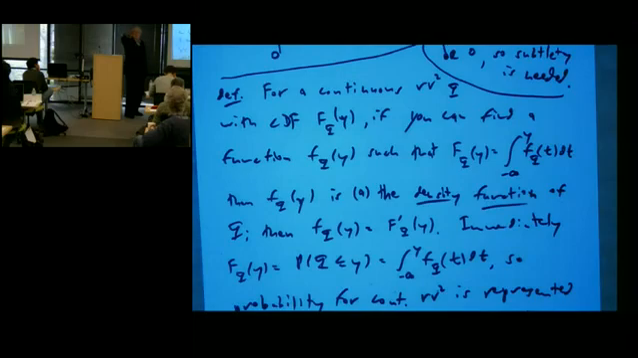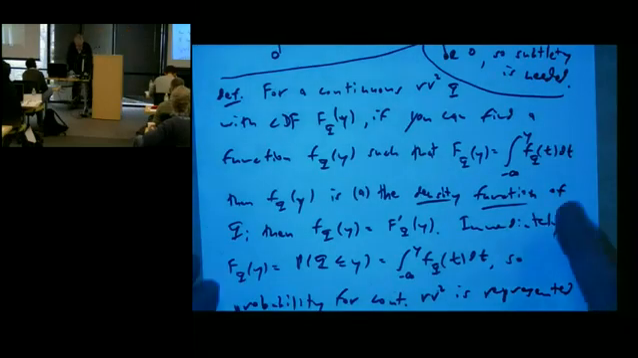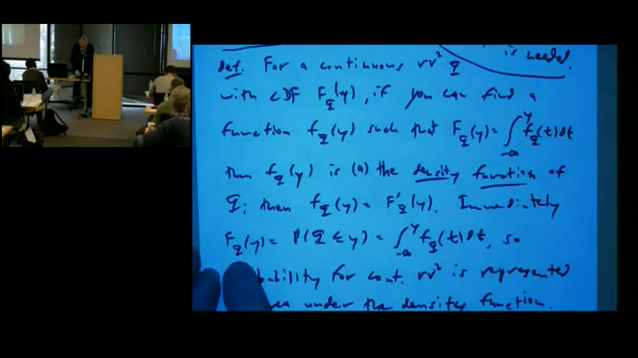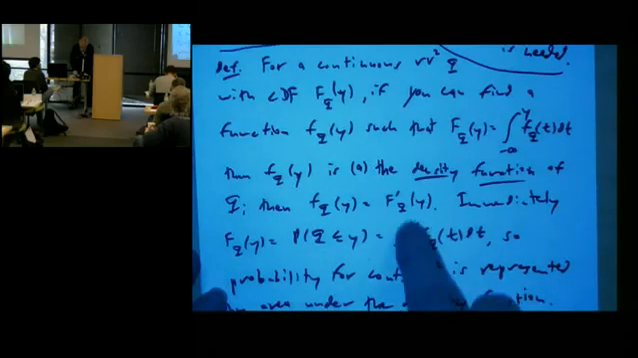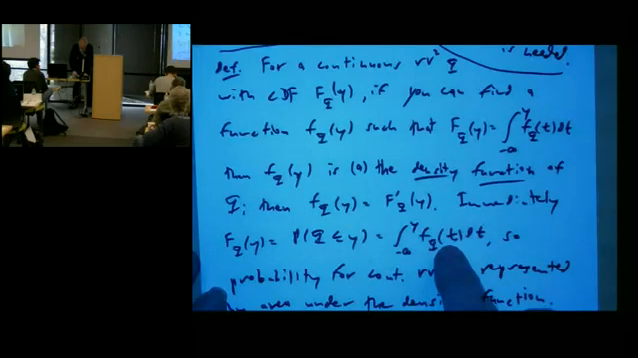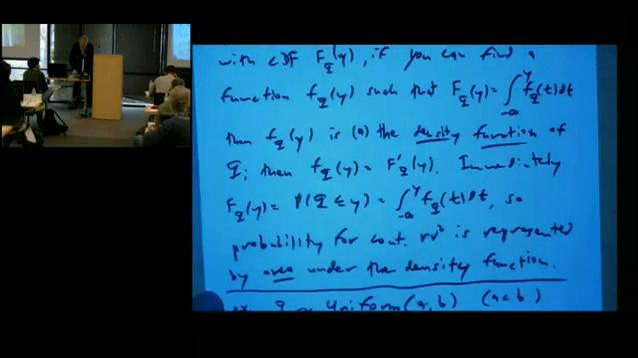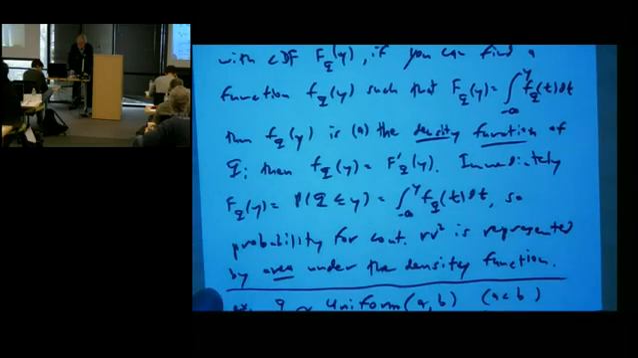But if you took the up and down aspect of the density and started accumulating probability from the left, you would get one of those S-shaped things. That's the CDF. And so immediately, capital F, which represents the probability that big Y is less than or equal to little y, is the area from minus infinity to little y under the density curve. And so probability for continuous random variables is represented by area under the density function.